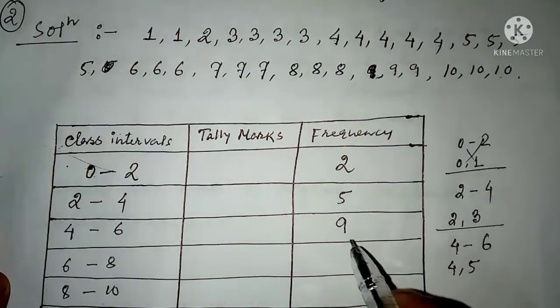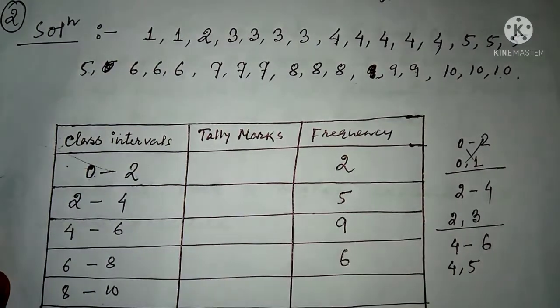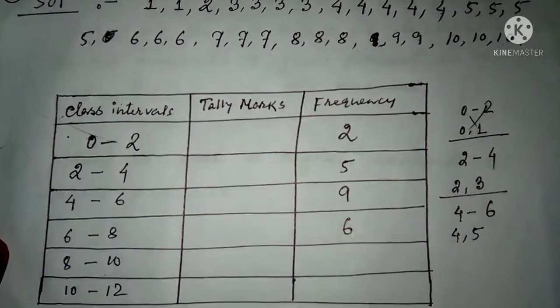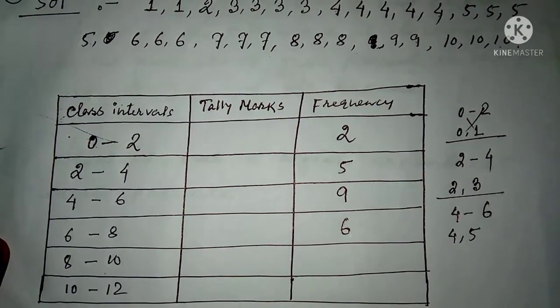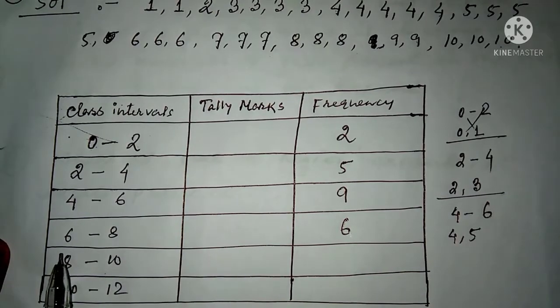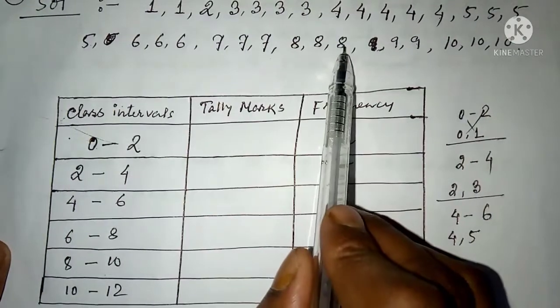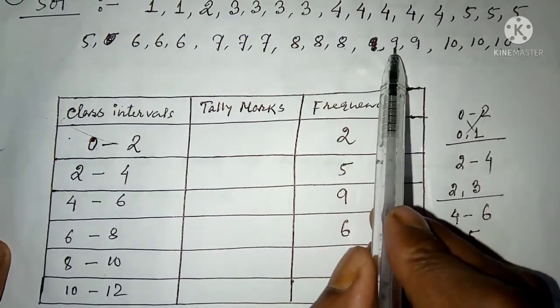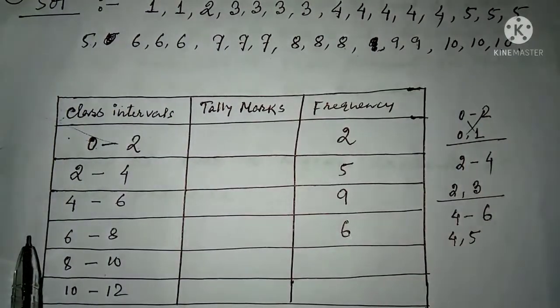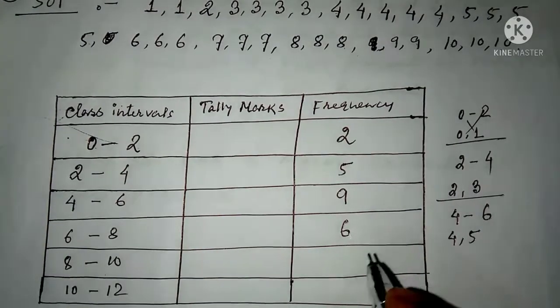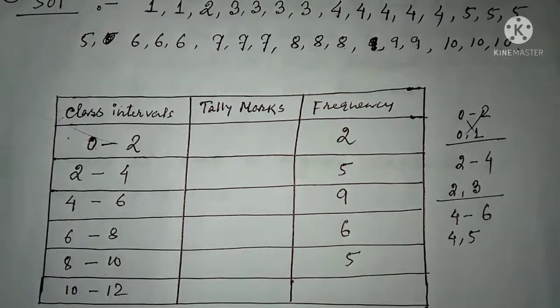Okay, so you write here 6, so this will be our frequency. Then next we'll check for 8 to 10. When it is 8 to 10, we must count your 8 and 9 only, isn't it? Now you see here 8 is 3 times and 9 is 2 times, so total is how many times? That is 5 times. So you write here 5.